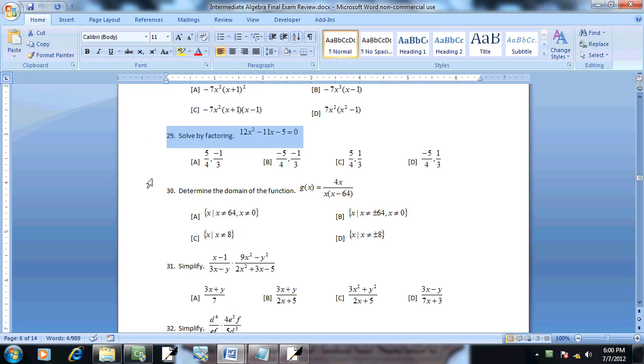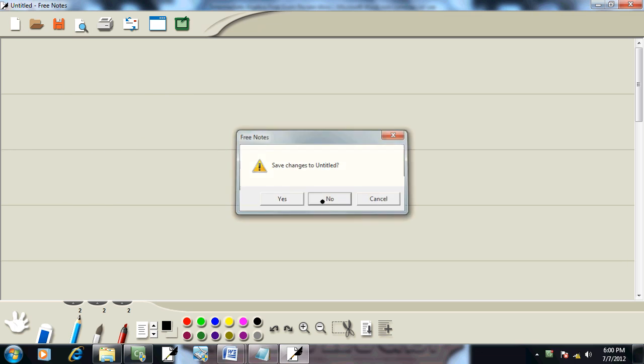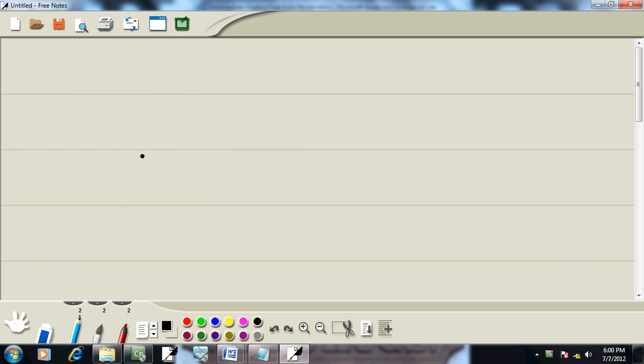Let's take a look at problem number 29. Let's refresh our memory a little bit. We have something called the zero factor property. Now, no clue what this might be called in your book. Some books call it the zero product principle, zero product property. Seems like everybody's got their own little twist to it.